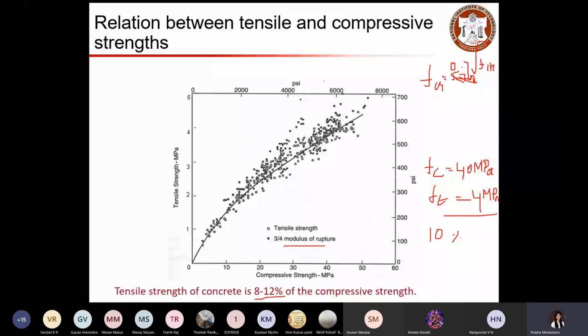0.75 root fck. I'm not sure, is it 0.7 or 0.75? You can check in IS 456. So the modulus of rupture relationship is given in IS 456. If you know the compressive strength of concrete, you can get the modulus of rupture.